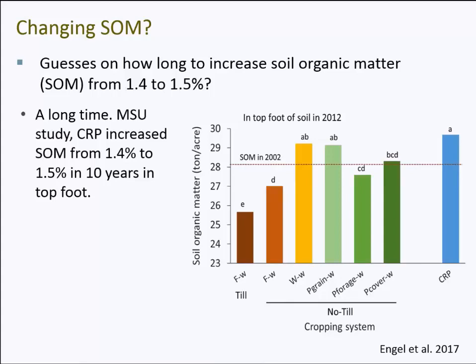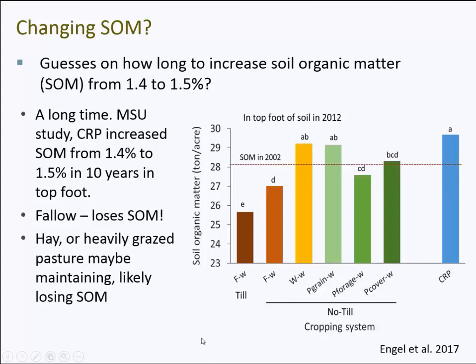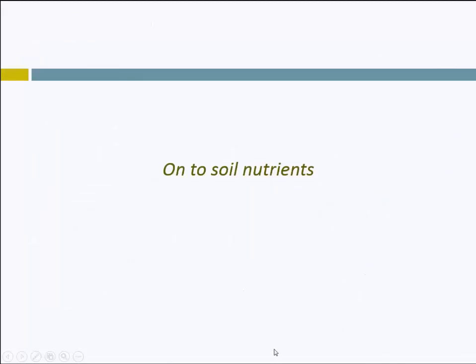By 2012, 10 years later, in the best cropping systems, which were the continuous wheat, pea grain grown for wheat, and then CRP, Conservation Reserve Program, notice the soil organic matter only increased by about 1 ton per acre. That works out to be a difference of 1.4% going up to about 1.5%. So it took 10 years to have that small of an increase. One take-home message of this graph is that fallow loses soil organic matter. Hay or heavily grazed pastures may be maintaining soil organic matter, but as shown here, this pea forage wheat system is just barely maintaining the soil organic matter over 10 years.